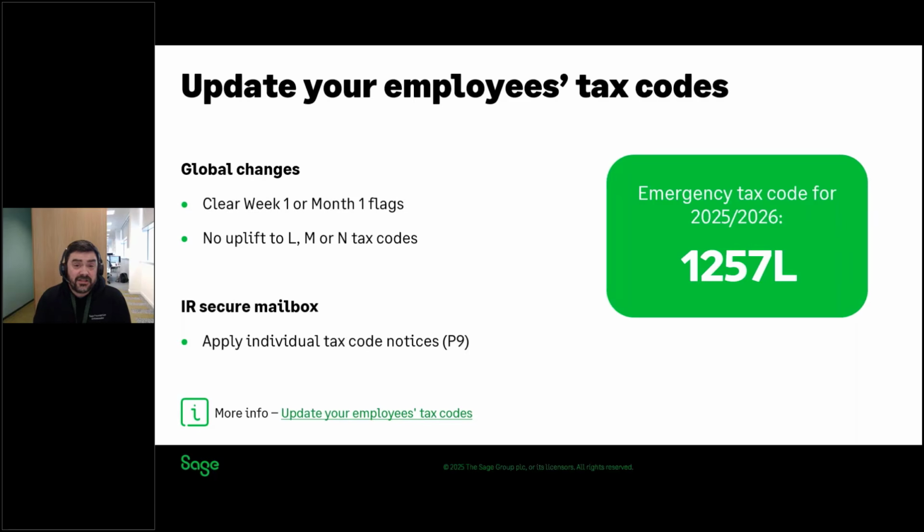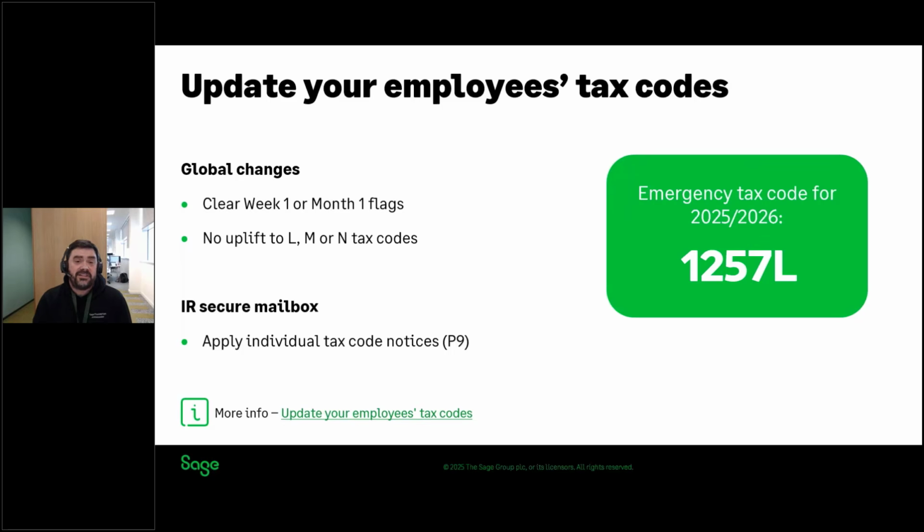So let's talk about the tax codes. Now, because the personal allowance remains frozen, and it has been frozen since 2021, it does mean that there's no automatic uplift to tax codes that end in L, M, or N. And the emergency tax code for 25 to 26 remains as it was, which is still 1257L, representing that frozen personal allowance of £12,570. However, you do still need to clear any week 1, month 1 flags for existing employees' tax codes so that their tax calculates on a cumulative basis with effect from the start of the new tax year. So best way to do that is by running the global changes option.